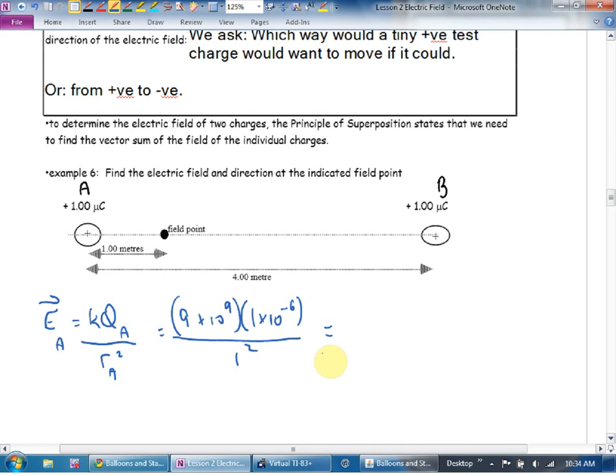But from now on, that's not enough. Now we know how to get the direction. Electric field is a vector. So we're going to say this. 9,000 newtons per coulomb. And if I put a tiny positive charge right there, which way would this guy make it want to move if it could? Right.